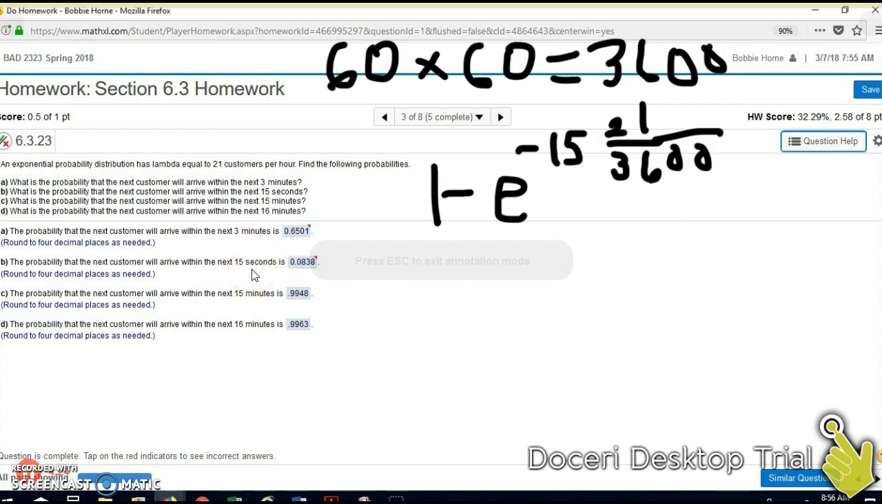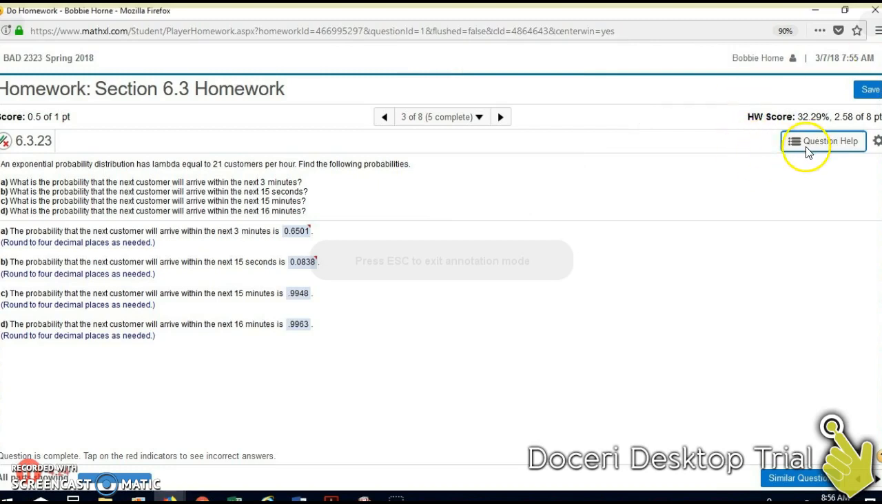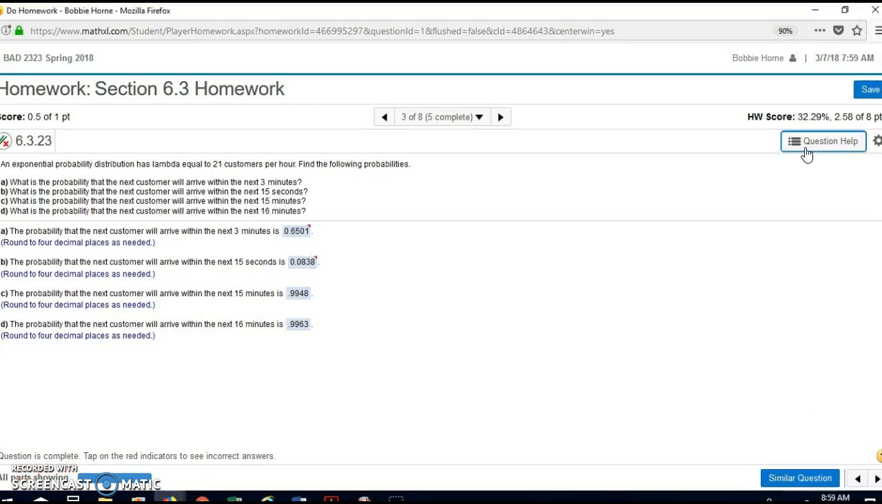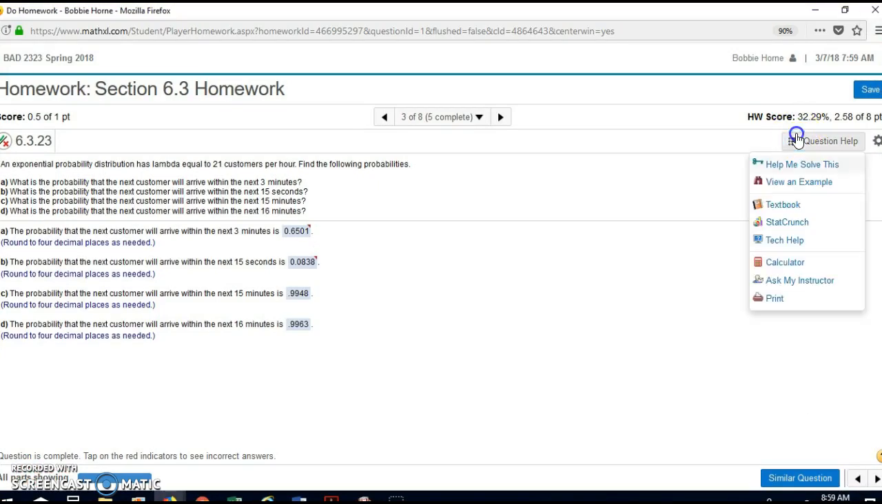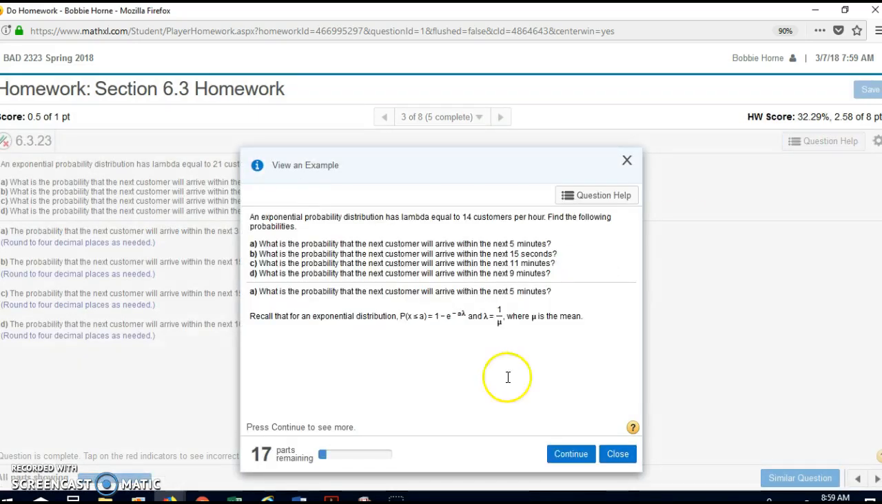So when you do 1 minus E raised to the -15 times 21 out of 3,600, you will get 0.0838. Now, let me just look at something real quick. If you're off in rounding, what I suggest you do is look at the example and it will tell you how to round, okay?